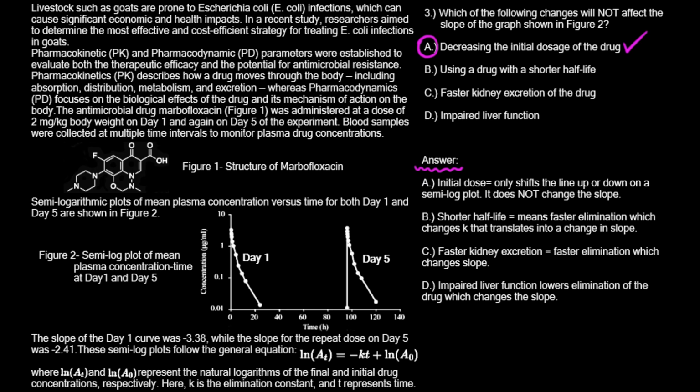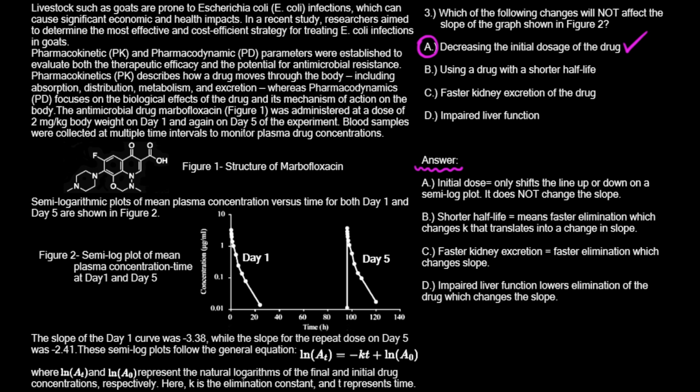Option A says decreasing the initial dosage of the drug, but decreasing the initial dosage of the drug only changes the starting point of the semi-log plot. It does not change the slope. Because the slope depends solely on the elimination rate, therefore this option has no effect on the slope.